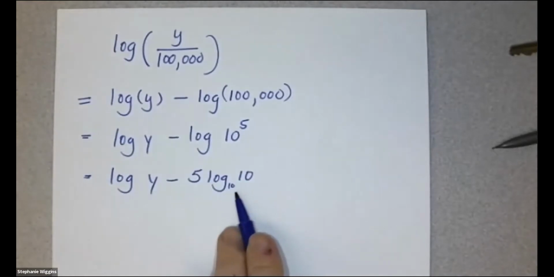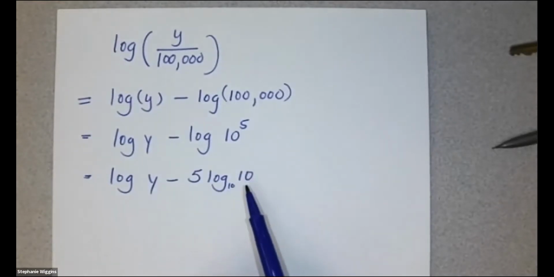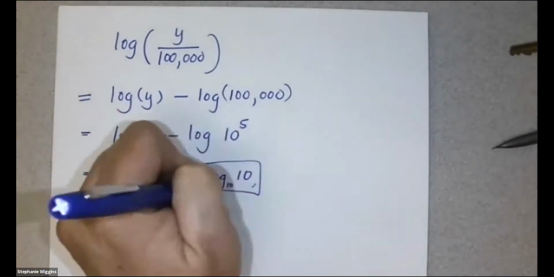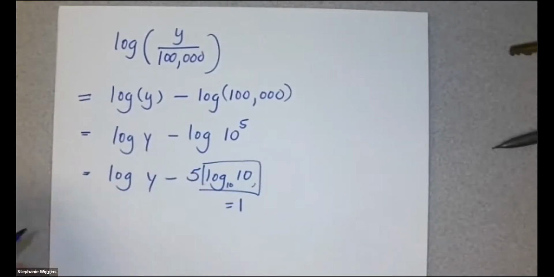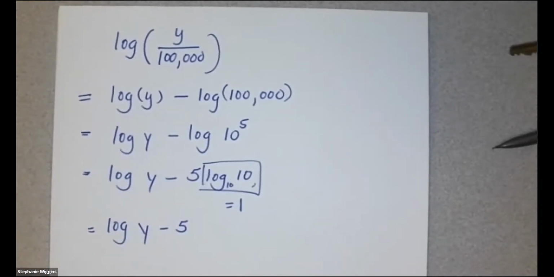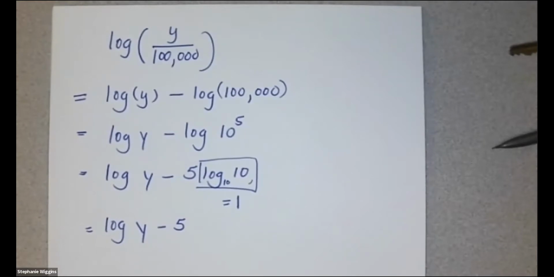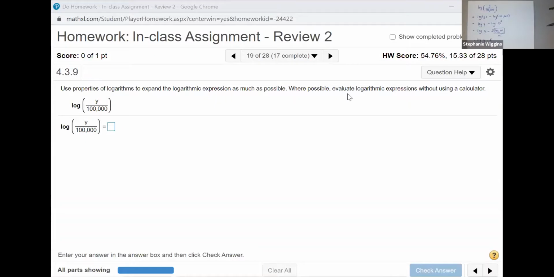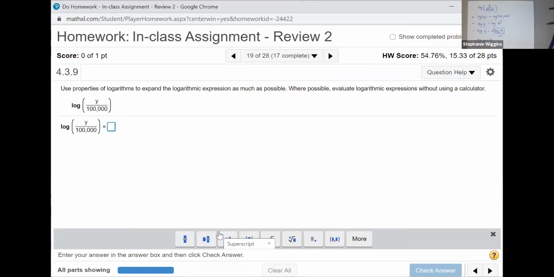So think of this as log base 10 of 10. And to calculate this, just ask yourself, what exponent on 10 equals 10? Well, that would be 1, right? So since logs are exponents, this is equal to 1. So this becomes log of y minus 5. And you'll notice in the instructions that it says, where possible, evaluate logarithmic expressions without using a calculator. And that's exactly what I did. Of course, you'll have your calculator, so if you want to use it, I'm not going to say you can't use it, but I did it without a calculator, so there it is.